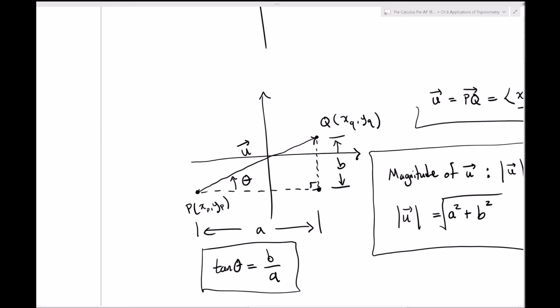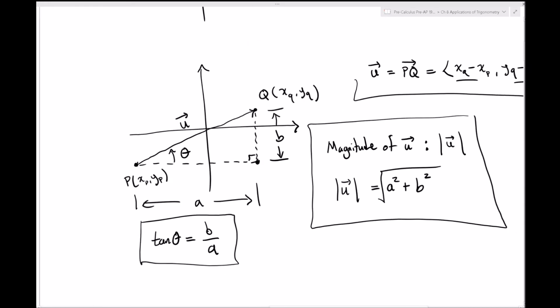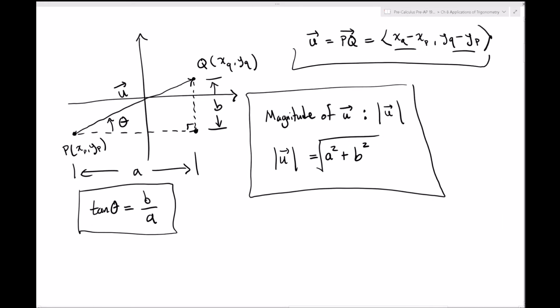So that's going to tell us the direction also. So vectors in two space or in the coordinate grid have a magnitude, and we have a formula for the magnitude, no problem. And they also have a direction, and the direction is going to be given by this equation here: tangent of theta is equal to b over a. And the direction is going to be represented by the angle theta.